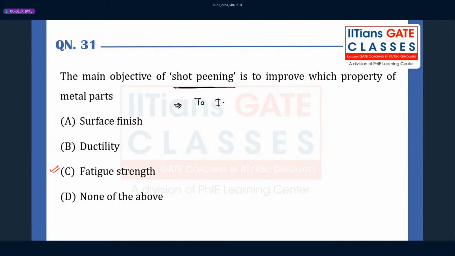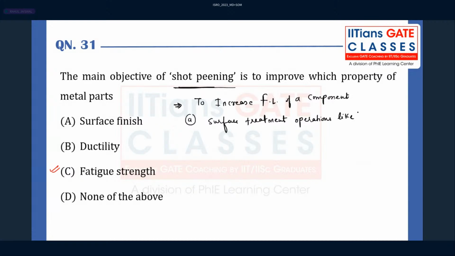To increase the fatigue life of a component, the first method we follow here is surface treatment operations. See here, we got the answer within a fraction of a second. Don't think that we are taking too much time. Here we are taking time to understand which method it is and why we are using this particular method, right?